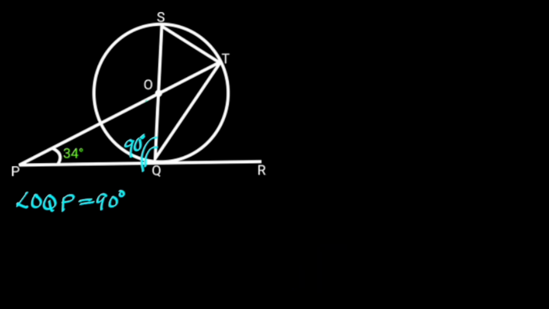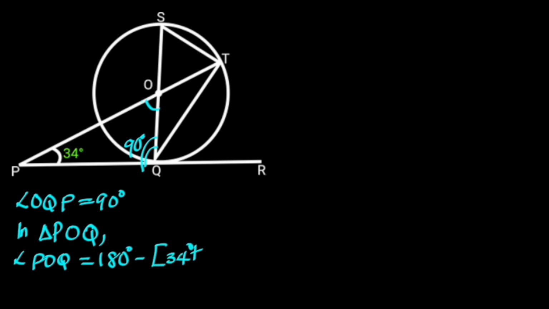Next we are going to calculate angle POQ. To do so we are going to consider triangle POQ. In triangle POQ, angle POQ is 180 degrees minus 34 degrees plus 90 degrees, which is 56 degrees. Reason. The sum of angles in a triangle is 180 degrees.